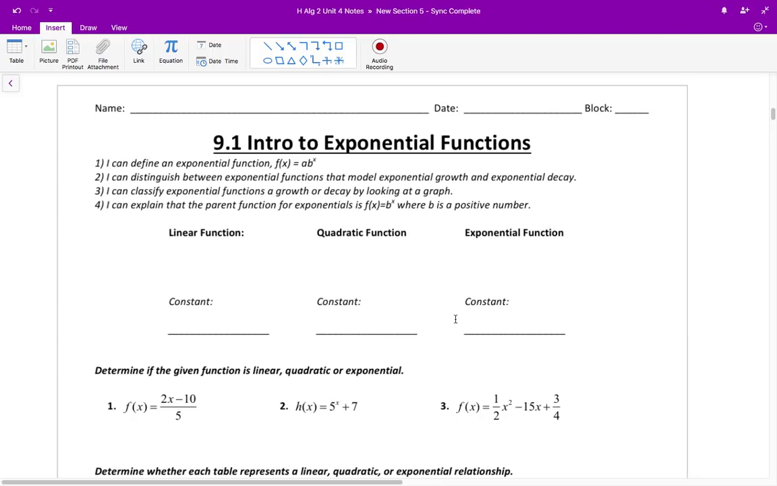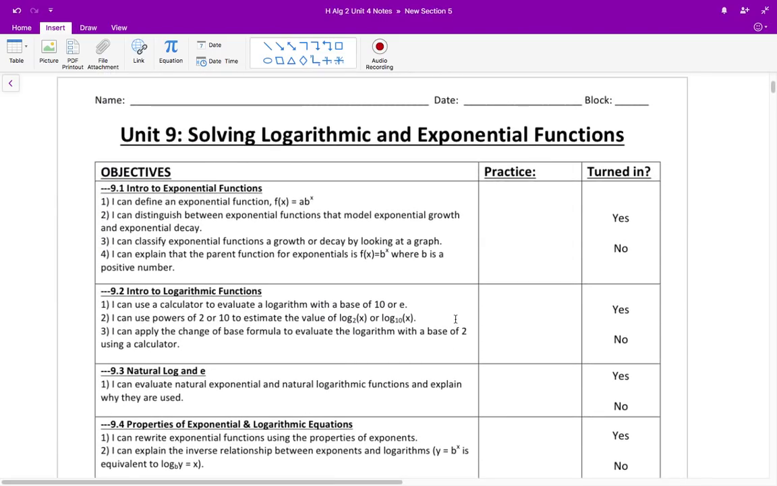So, today we are going to start our next section, which is going to be all about exponentials and logarithms.